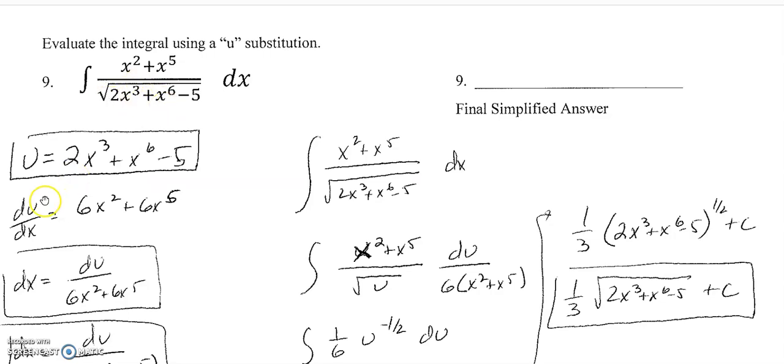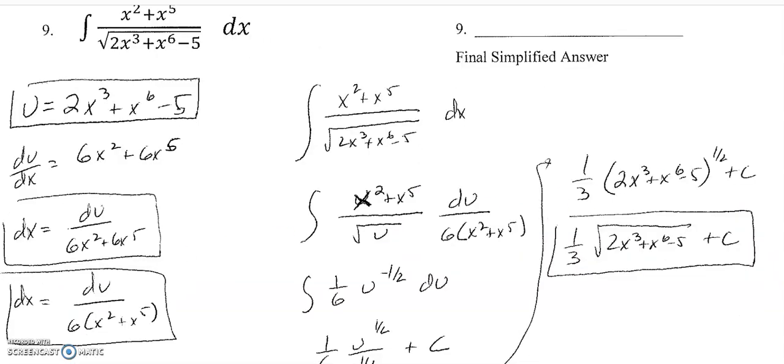And then when we take the derivative of u equals 2x cubed plus x to the 6th minus 5, du over dx, the derivative of 2x cubed is 6x squared, the derivative of x to the 6th is 6x to the 5th, and the derivative of minus 5 is 0. Then remember our shortcut, we have dx equals du over 6x squared plus 6x to the 5th. And then to look ahead, we're going to factor out the 6 in the denominator to give us dx equals du over 6 times x squared plus x to the 5th.